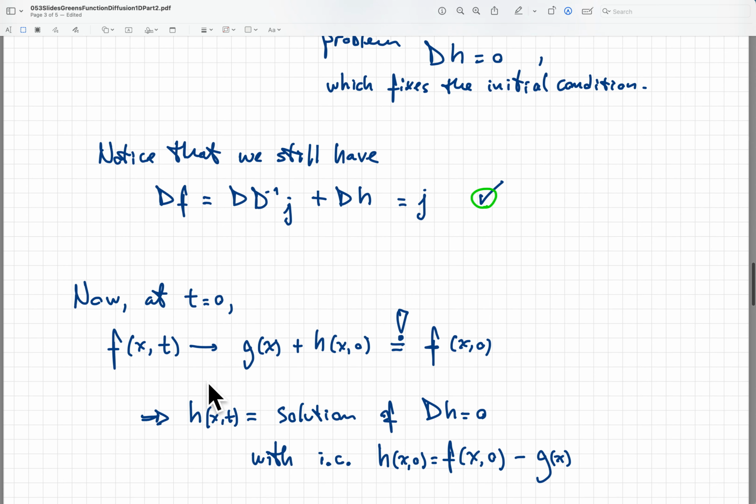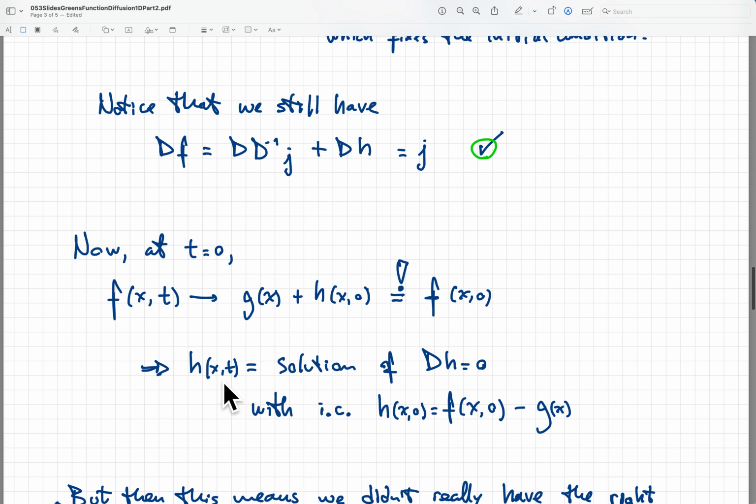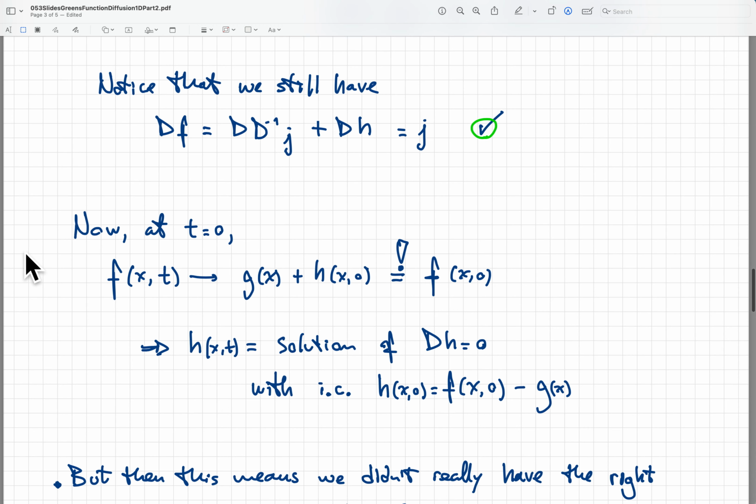In other words, we're going to require our function h of x comma t to be a solution of the homogeneous problem Dh equal to 0, and now with initial conditions given by h of x comma 0, which, by force, we're forcing to be equal to f of x comma 0 minus g of x. And so what that will accomplish, of course, is that when you evaluate at t equals 0, then the g of x gets cancelled and we recover the initial condition that we want. And we accomplish all that without spoiling the result that we already have, Df is equal to j, by adding this Dh. And so that's no problem at all. And so that now is really the solution that we want.